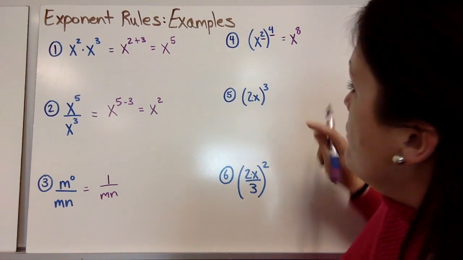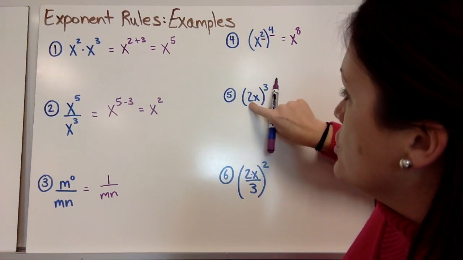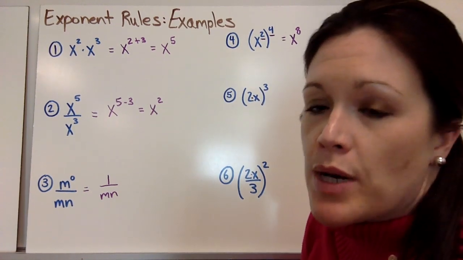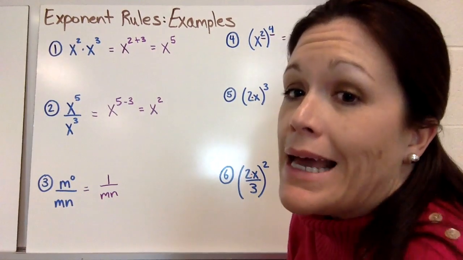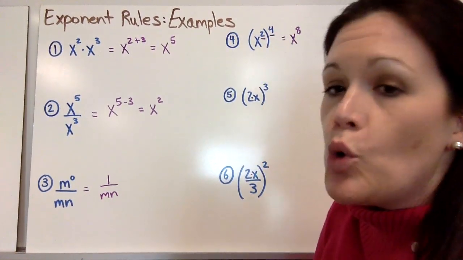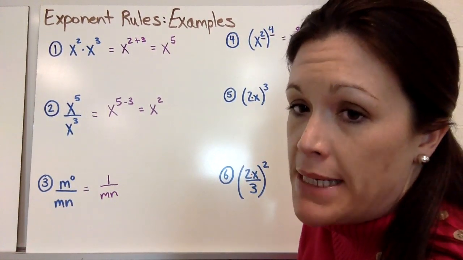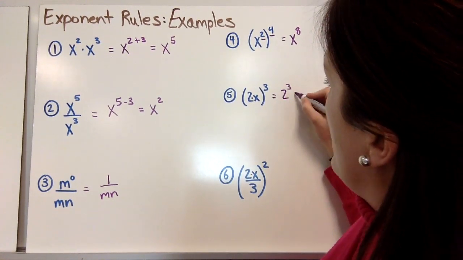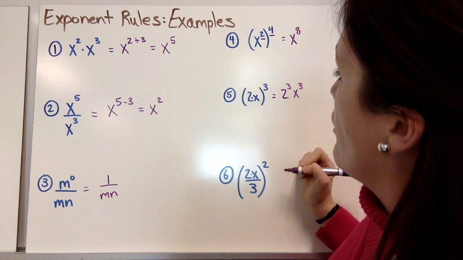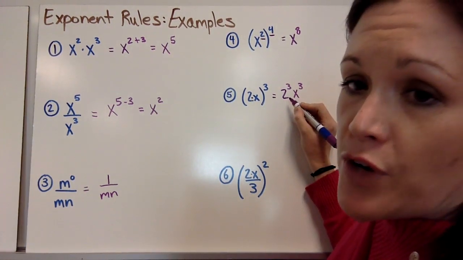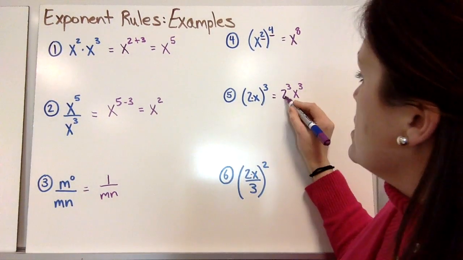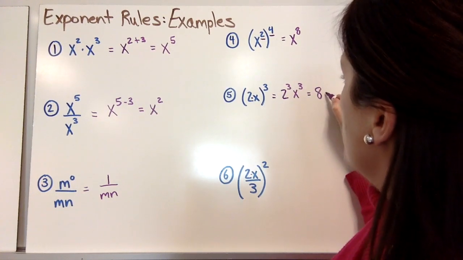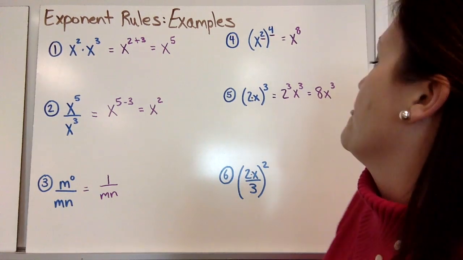For number 5, we have a product, 2 times x. You need to think about the 2 and the x right there are not connected per se. Like the 2 and the x are separate pieces. So the 2 has to have a third power on it, and the x also needs to have a third power. But some people tend to forget that the 2 also needs to be cubed, and that would simplify to be 8x cubed.